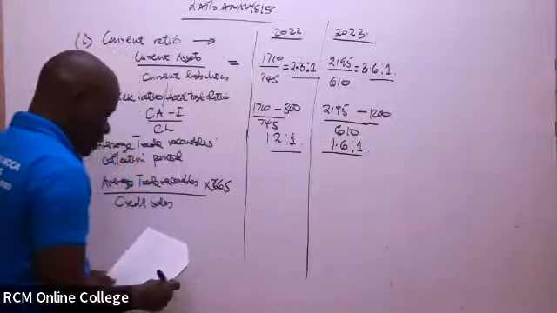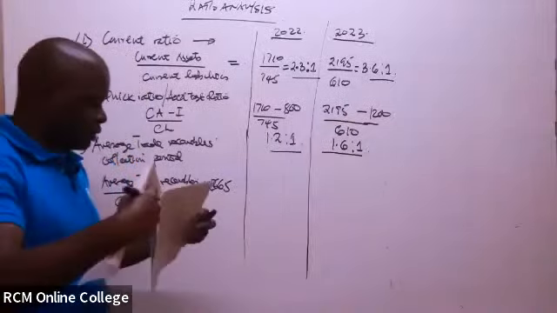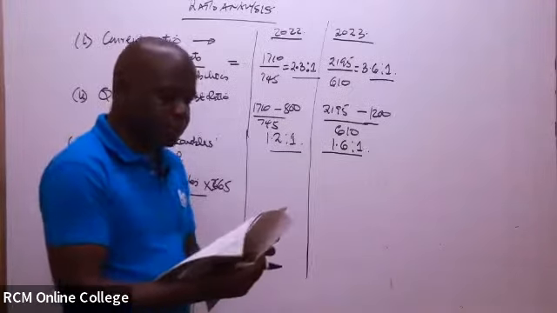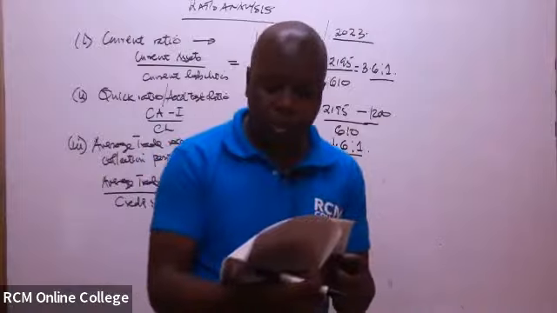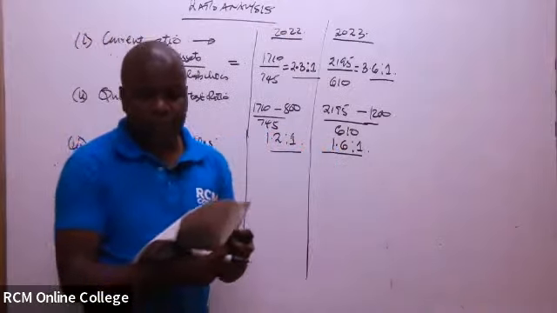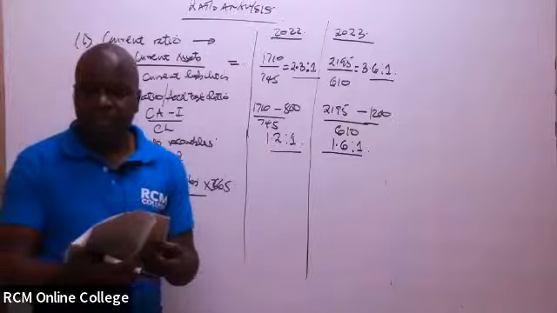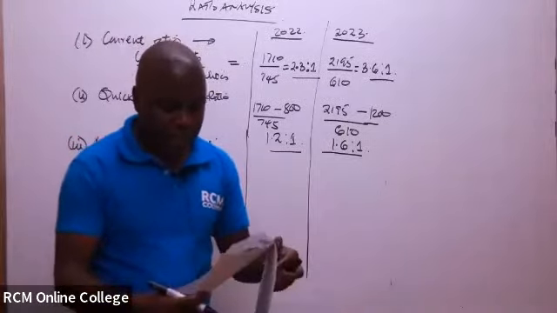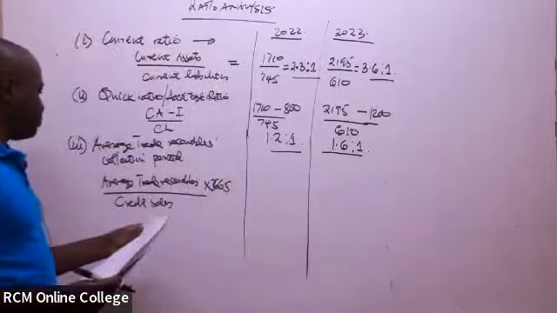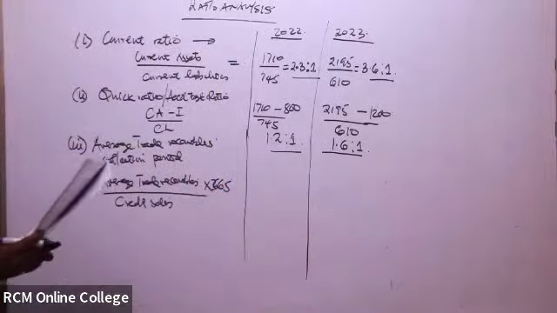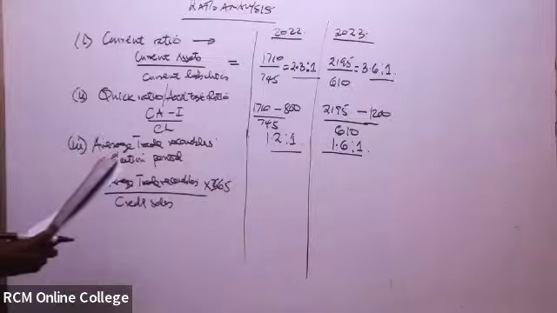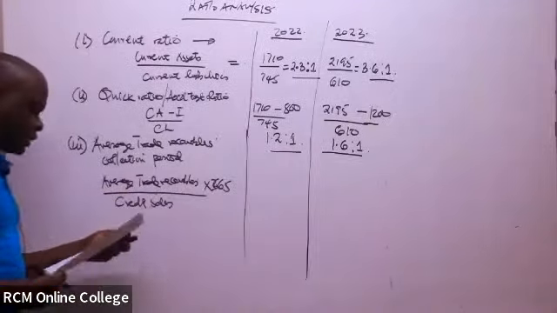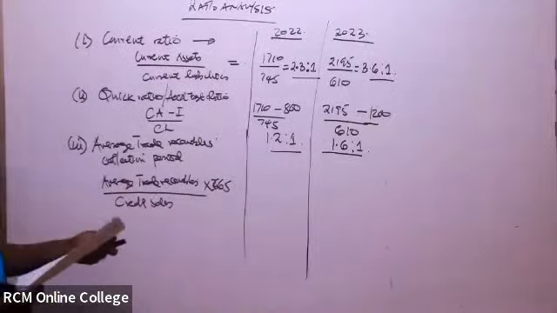Remember, you've been told in the introductory part of the question, on the required, compute the following ratios for the years ended 30th of September 2022 and 30th of September 2023. Assume a 365-day year. So they knew you'll use those days there. Now we need to identify our average trade receivables and our credit sales. You've been told 80% of the sales is actually on credit.